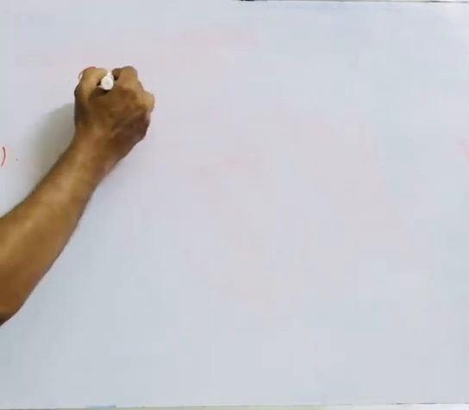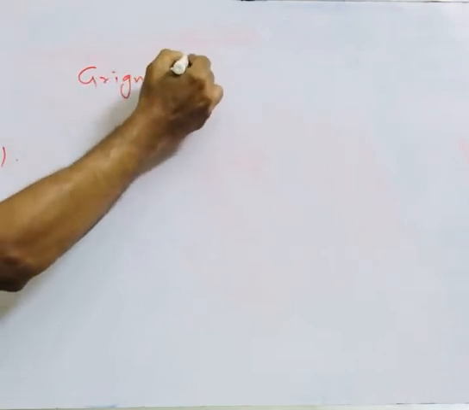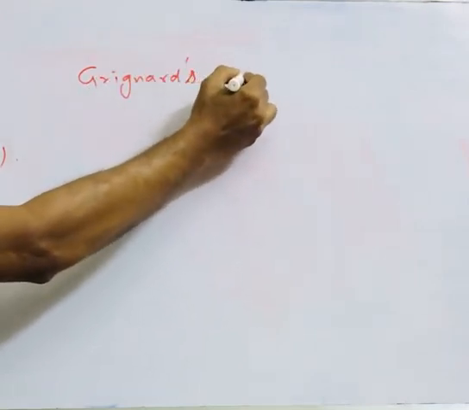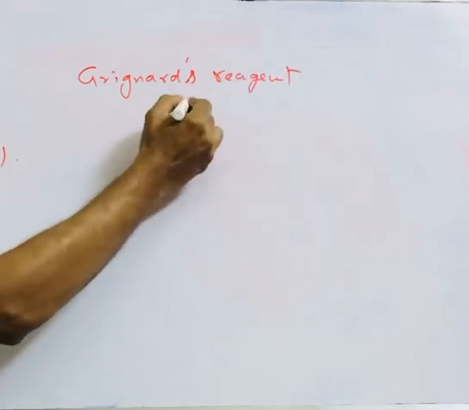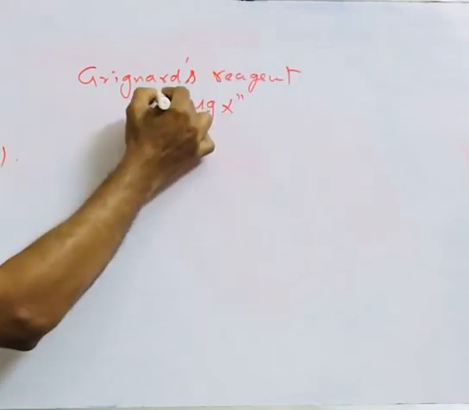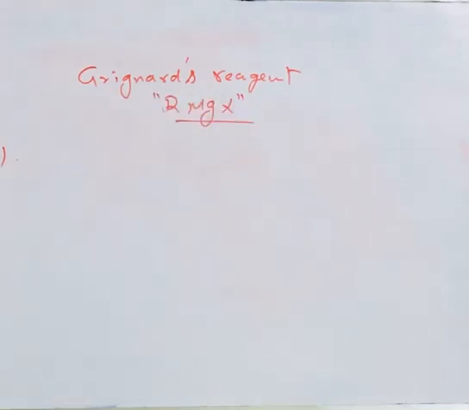The next question is, addition of Grignard reagent to the carbonyl group of a compound forming an adduct followed by hydrolysis. Explain the mechanism of this particular reaction. So Grignard's reagent addition. Alkyl magnesium halides are called Grignard reagents, RMgX. So this RMgX addition to a carbonyl compound followed by hydrolysis. This is what they have given and asked to explain the mechanism.